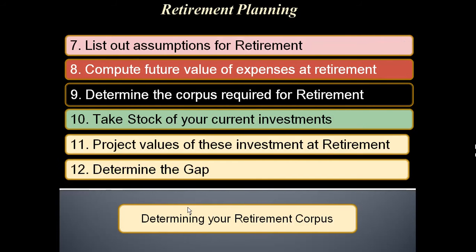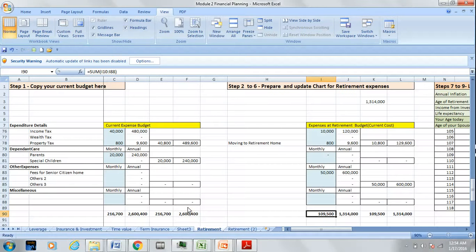Now we have to go to the next step of listing out the assumptions for retirement, which we shall do here. Just note this 13 lakh 14,000 which I have equated, link to this cell.